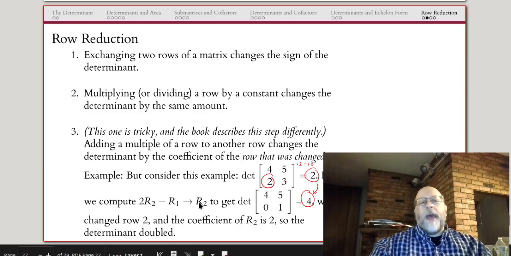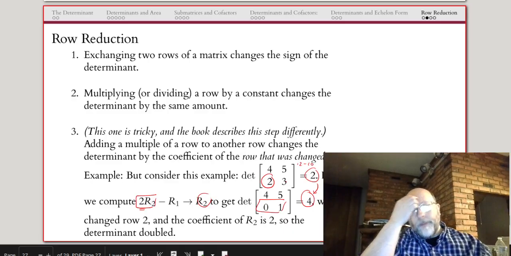And the reason for that is that row 2 is the row that changed, but we doubled row 2 in the process. And so the coefficient of the linear combination here in front of the 2 also indicates how the determinant has changed. Okay?